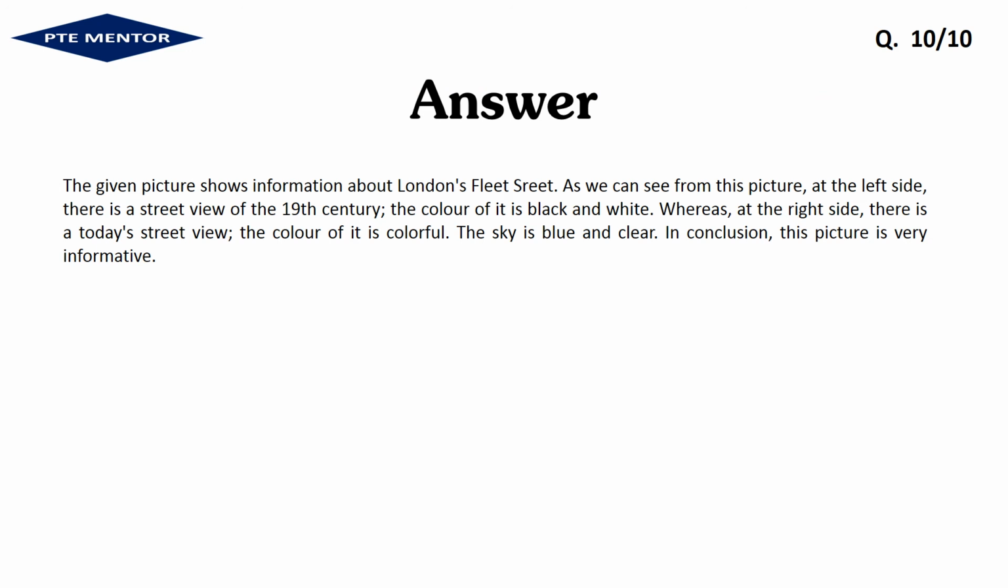The given picture shows information about London's Fleet Street. As we can see from this picture, at the left side, there is a street view of the 19th century, the color of it is black and white.